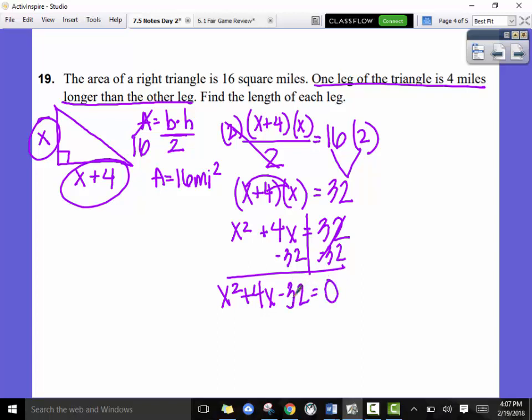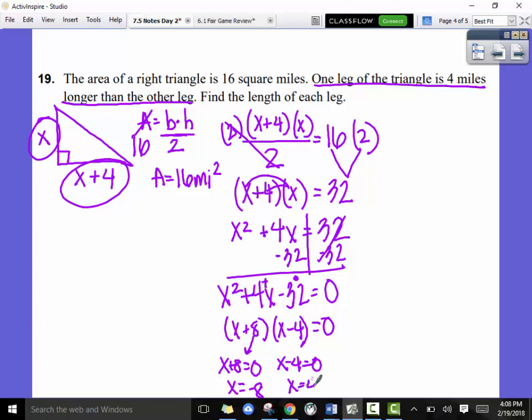Now what this is going to allow me to do is to factor it and then figure out what x equals by solving. So let's think of a number that multiplies to be -32 but adds to be 4. That would be x plus 8 times x minus 4 equals 0. 8 times -4 is -32. 8x minus 4x is positive 4x. So now when I solve this, x plus 8 equals 0 and x minus 4 equals 0. So here x equals -8 or x equals 4.